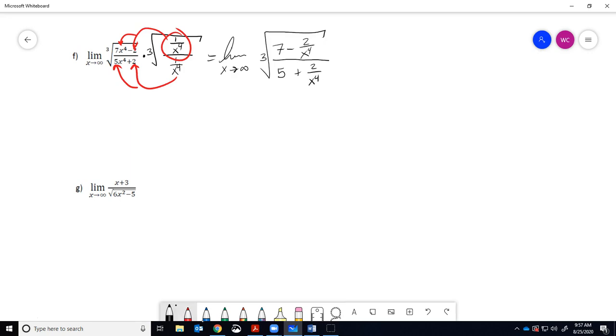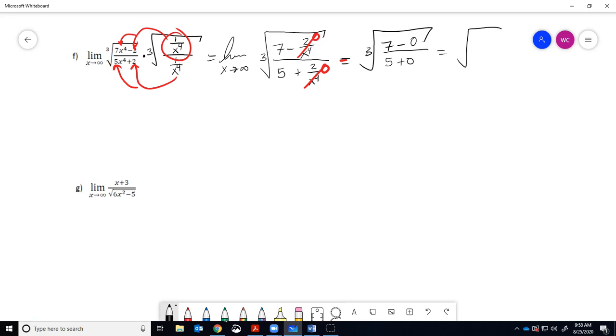Okay, so we know from our limit rules that we can bring the limit inside of the root, and we can take the limit of the top and the bottom separately, and then each term. So just go inside, take the limit of each term. So the limit of 7, a constant, is just going to be 7. Don't forget to keep your root. So 7 minus, what happens to 2 over x to the 4th as x goes to infinity? That goes to 0. Finite number divided by infinity. Same thing on the bottom. 2 over x to the 4th goes to 0. So we end up on the bottom with 5 plus 0.